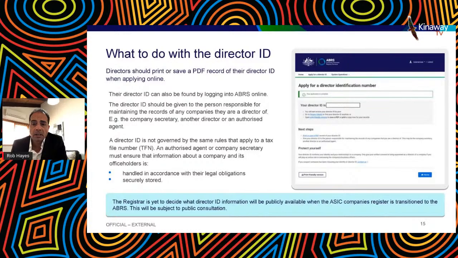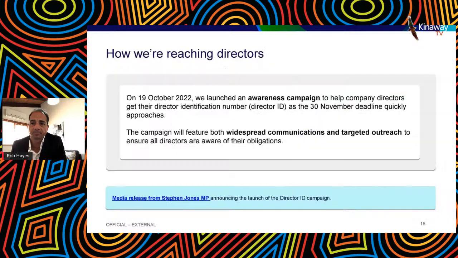At the moment, the director identification number is not something that is available to the public. The registrar is yet to decide what director ID information will be made publicly available and when the companies register will be transferred across to the Australian Business Registry Services. There will be some ongoing consultation that the registrar will undertake shortly to identify exactly what information will be made available.